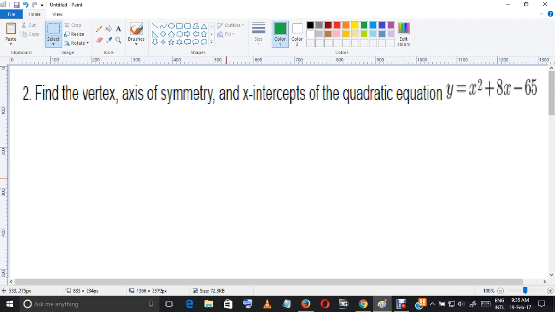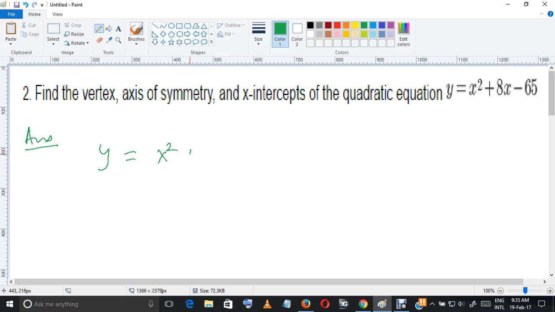And the first problem that I'd like to explain to you is this particular one that you see on the board. Find the vertex, axis of symmetry, and the x-intercepts of the quadratic equation y is equal to x squared plus 8x minus 65. I will start my solution right now.